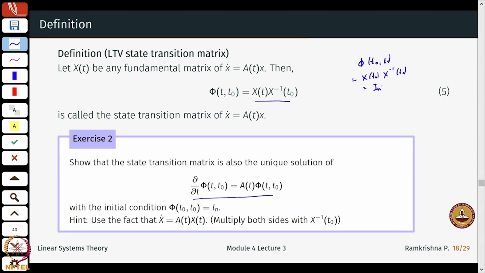Second thing, let me check what happens with phi dot. Phi dot is X dot(t) with X inverse(t0). What is X dot? X dot was A X(t), times X inverse(t0). Well, this is nothing but A. So, X(t) times X inverse is again phi(t, t0). So, this actually is a solution.